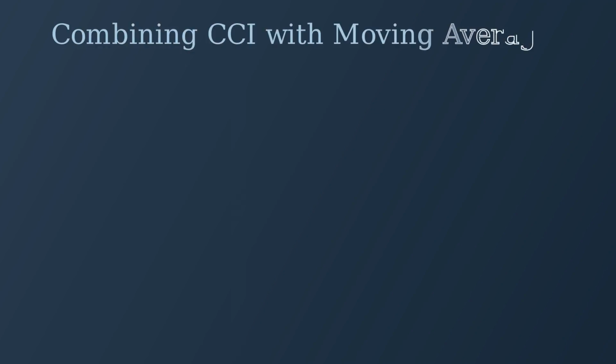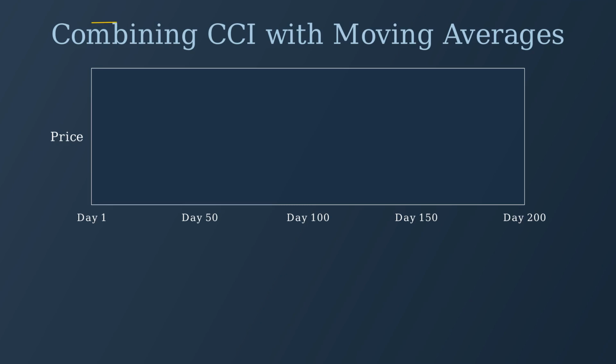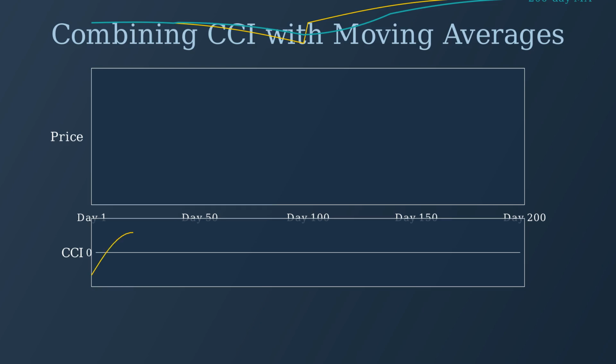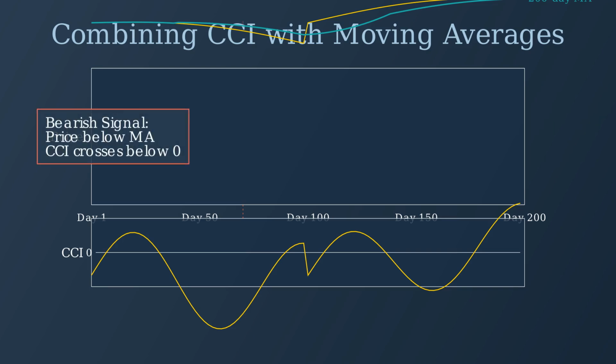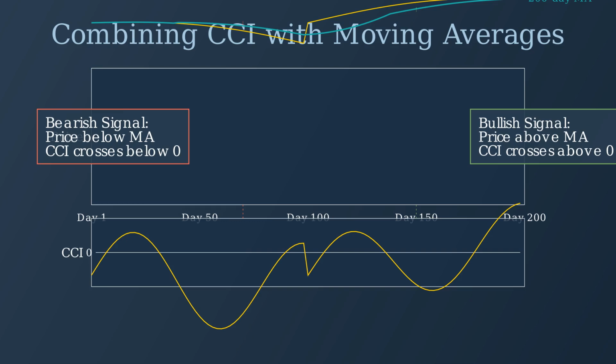Combining the commodity channel index with moving averages creates a powerful approach for timing entries and exits within established trends. Let's examine a price chart with a 200-day moving average, which helps identify the overall trend direction. Below the price chart, we'll add the CCI indicator, which oscillates above and below the zero line. When price is below the moving average and CCI crosses below zero, we have a reinforced bearish signal. Conversely, when price is above the moving average and CCI crosses above zero, we have a reinforced bullish signal.